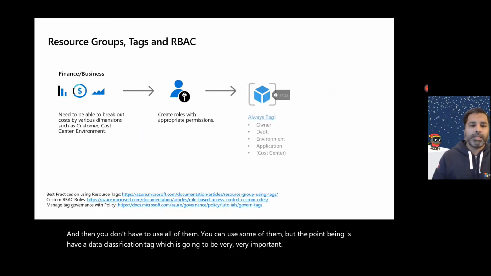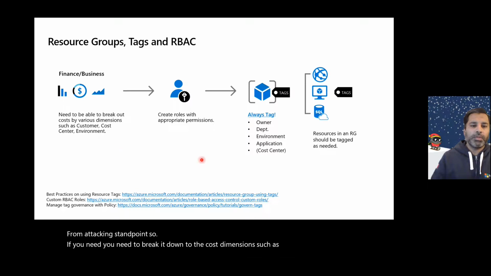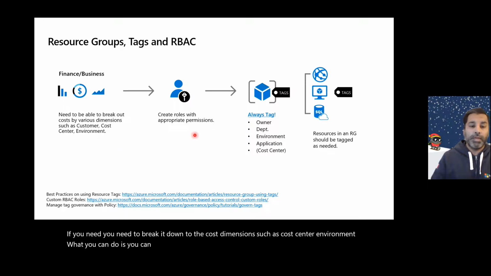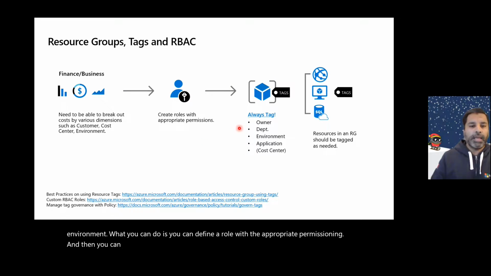So now let's take a look from a tagging standpoint. If you need to break it down to the cost dimension, such as cost center or environment, what you can do is define a role with the appropriate permissioning. And then you can always assign tags. The tags could be an owner, could be a department, because you might have multiple departments.